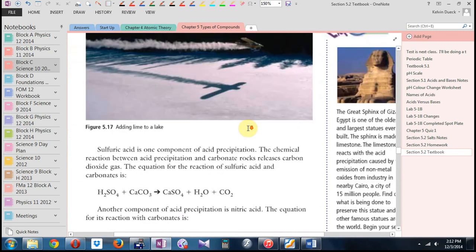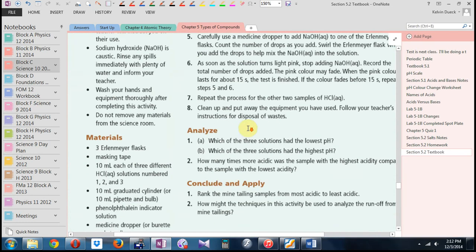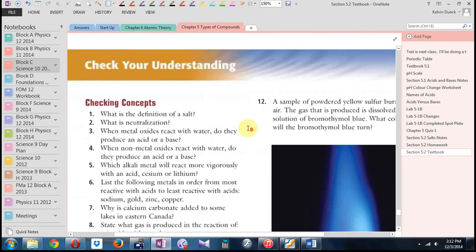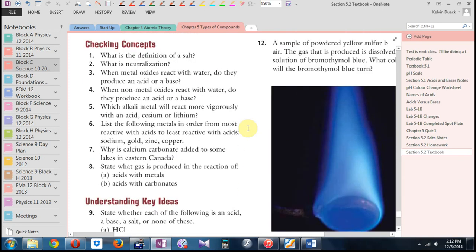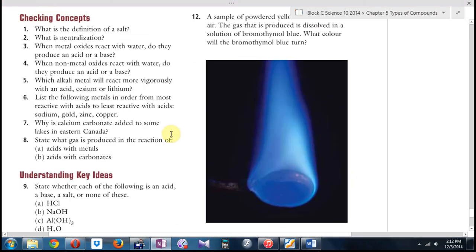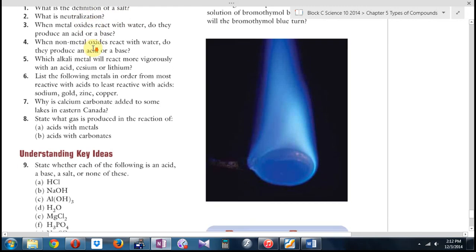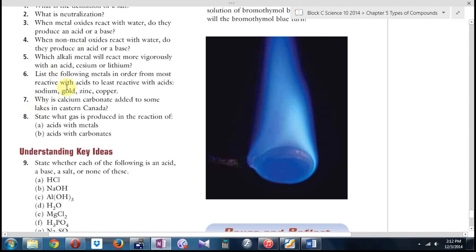And then on page 243, I said you can try every one of these. We need to practice this. Do you need to write out the questions? Nope. Okay, so number one, what's the definition of a salt? That's right from the notes. What's a neutralization? Acid plus base. You can fill those out fairly quickly. Number seven, you can actually cross off. But for what it's worth, why is calcium carbonate added to some lakes in eastern Canada? They're so acidic. Believe it or not.